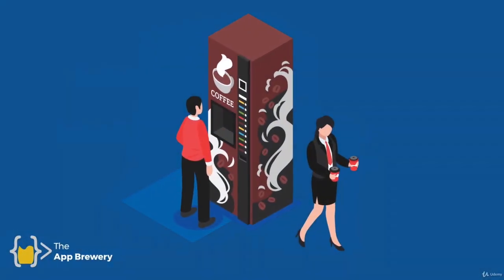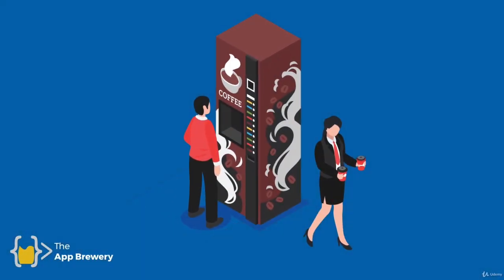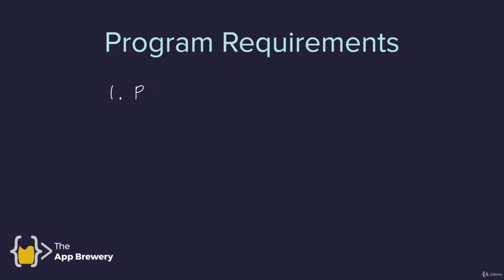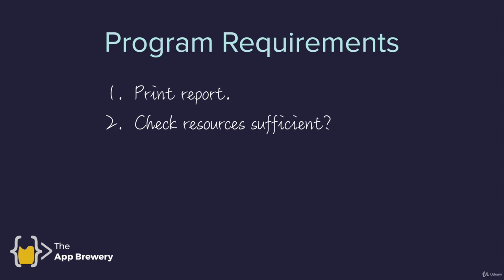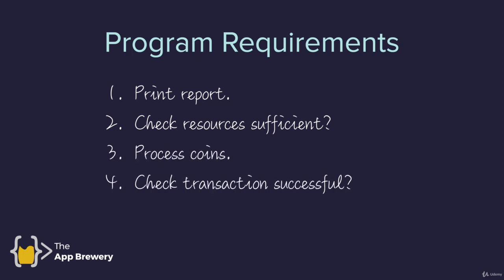Coming back to a problem that we've already solved, creating that coffee machine with all of the program requirements, well, it's time to put our object-oriented programming knowledge to the test, because we're going to be making an OOP version of our coffee machine. Now, the program still has the same requirements as before. You have to print reports for all the resources, you have to check the resources are sufficient, process coins, check transaction is successful, and finally make coffee. But in this case, you're going to be working with objects.